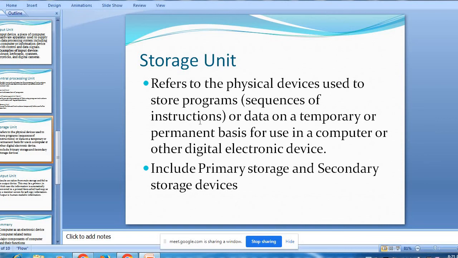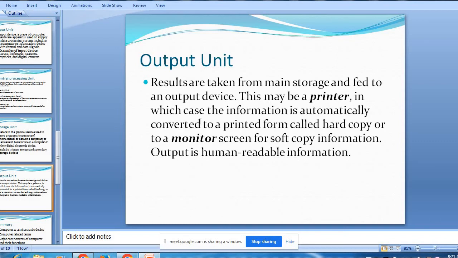Another major unit is the storage unit. What happens? This is where the product of processing is stored, and it includes devices like primary storage and secondary storage devices.